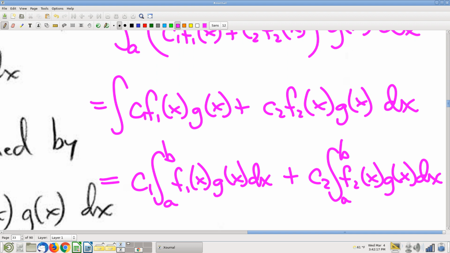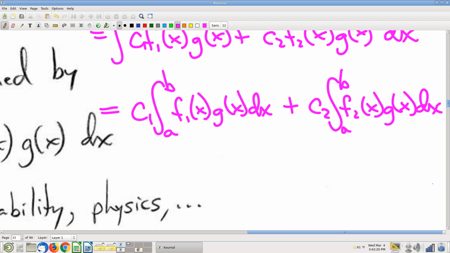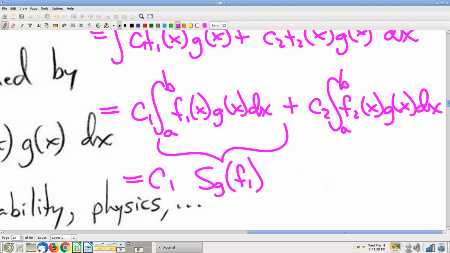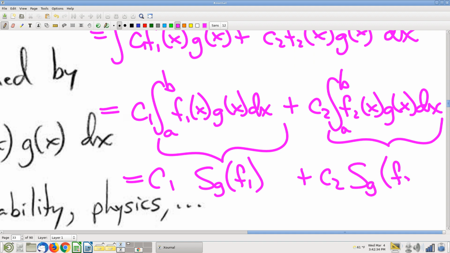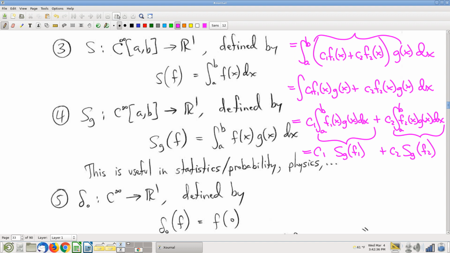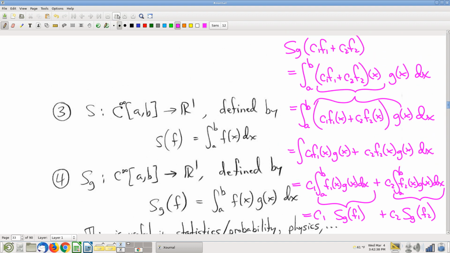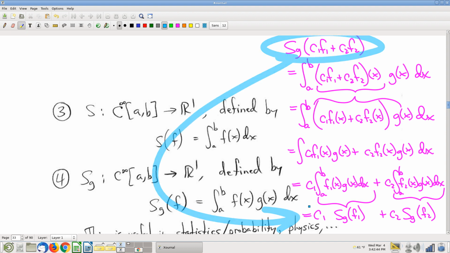And it's basically all over at this point. Let's recognize that this is exactly SG of f1, and this is exactly SG of f2. So, as required, we have confirmed it. A certain amount of tedium involved there, a little bit annoying, but linear combination in, linear combination out.